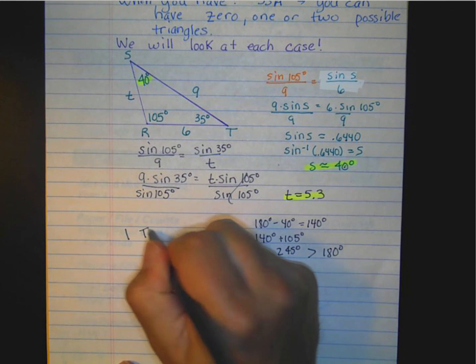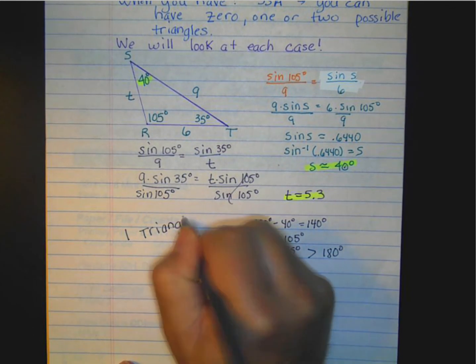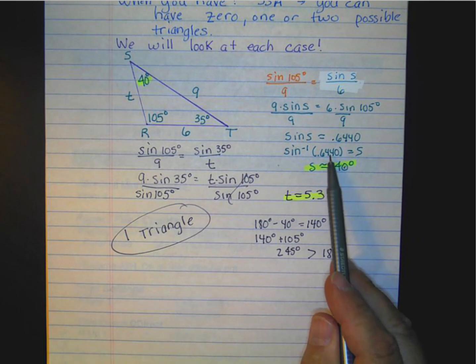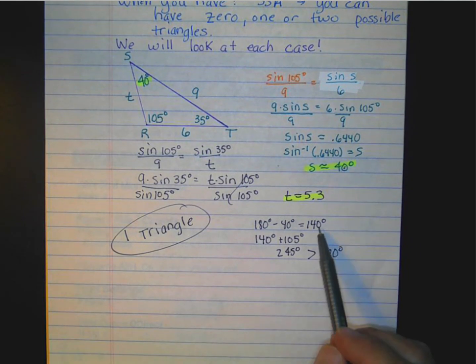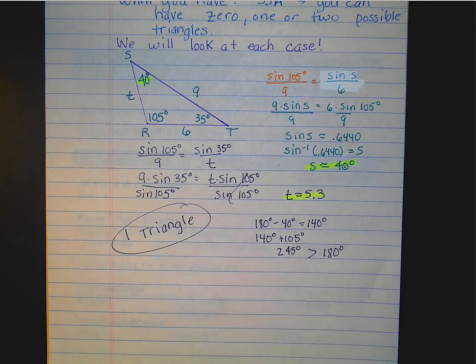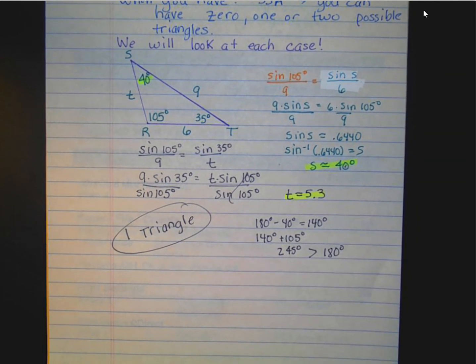That's the test. Once I find my one triangle, then I go back and get the other angle that would have had that same sine, which is 140 degrees, and put it with the given angle. Well, that's more than a triangle already, so it's not going to work. That's the case when you have one triangle. All right.